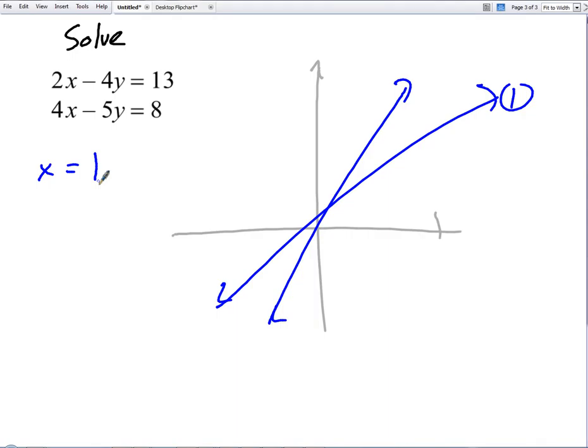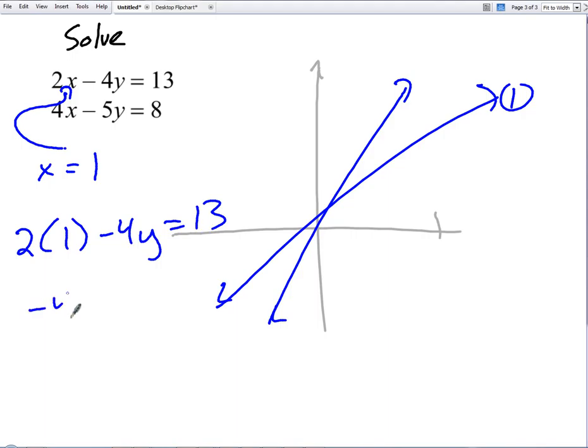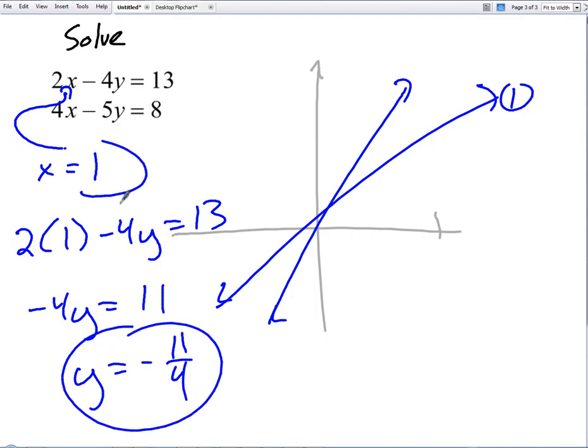Okay, what I'm saying is if I plug an x value of 1 into that top one, I'm going to get 2 times 1 minus 4y equals 13. So if I want to solve for y, like we were doing yesterday, how would I isolate y? Okay, I'm going to subtract 2 to the other side. So I'm going to get minus 4y equals 11, right? And then what? Divide by negative 4. So I get y equals negative 11/4. So there's the y value that goes with that x value, right?